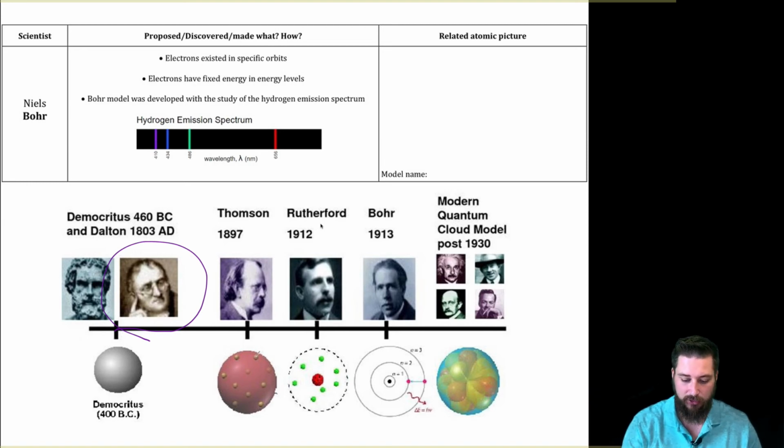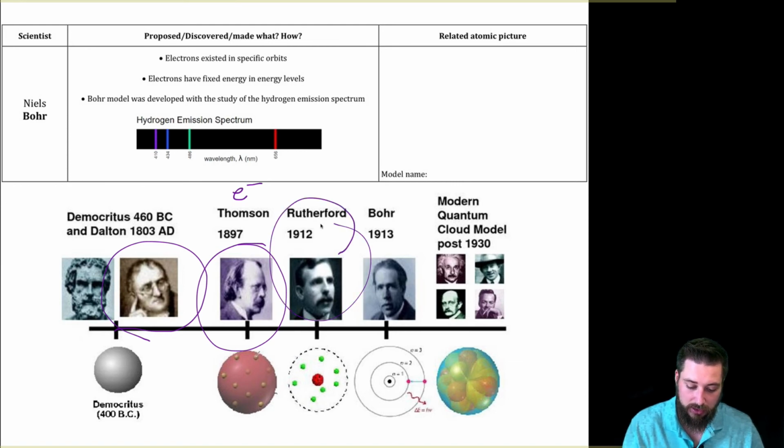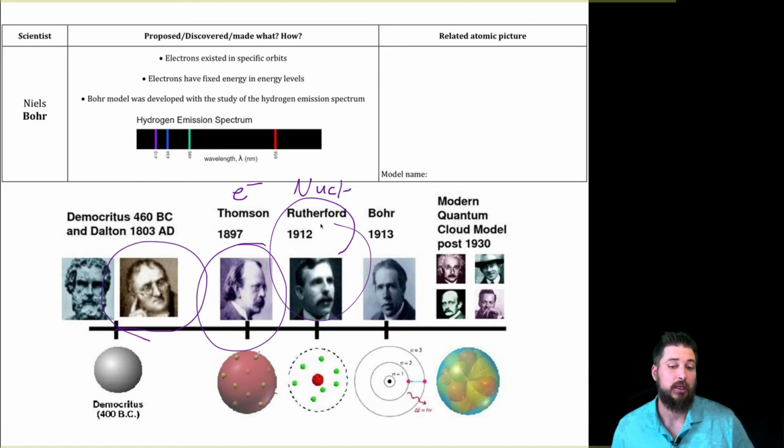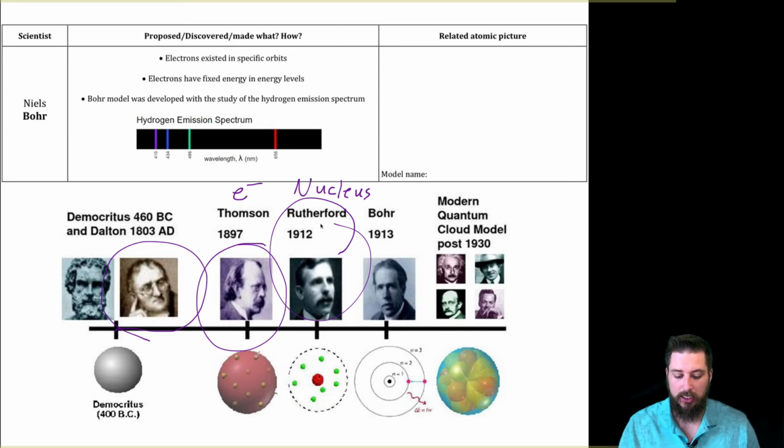Then we have J.J. Thompson. J.J. Thompson discovered the electron. Then we have Rutherford. He discovered the nucleus. And now we are at Niels Bohr. Niels Bohr discovered that electrons orbit the nucleus in very specific orbitals. This is kind of how we know the atom today. This model is called the Bohr model.